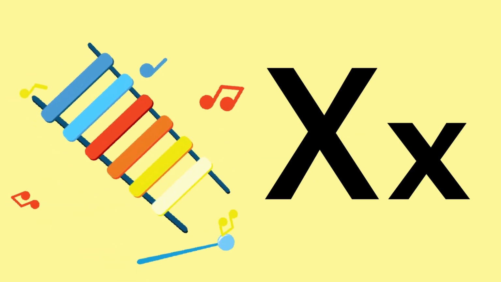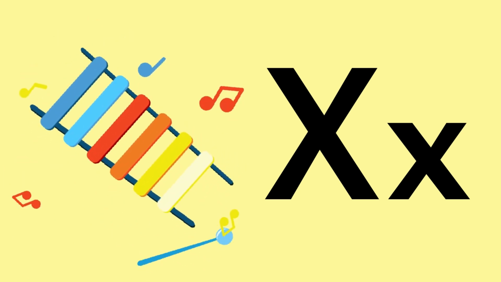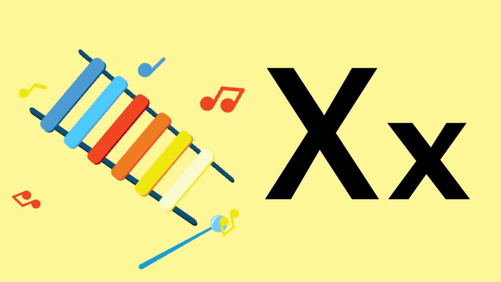Letter W. W is for watermelon. Letter X. X is for xylophone.